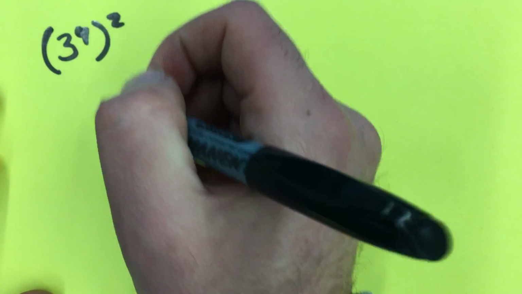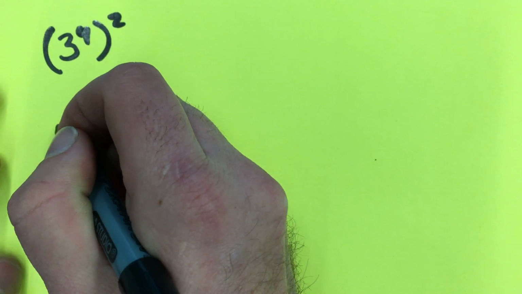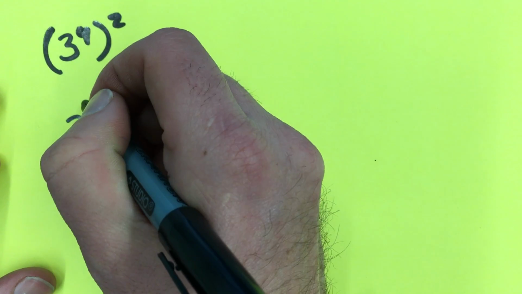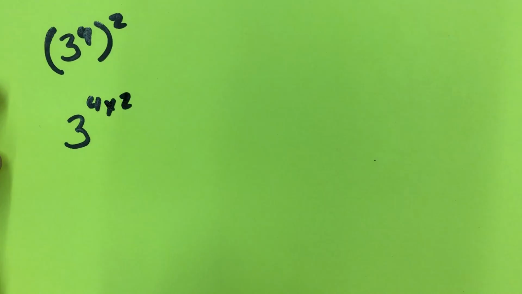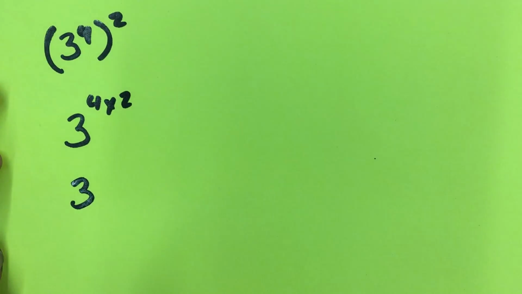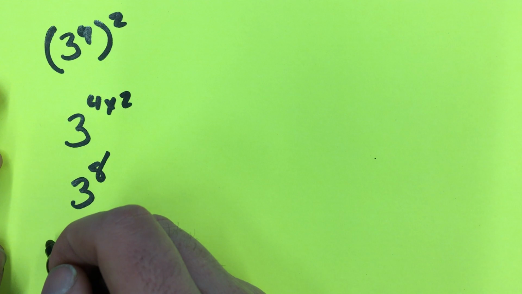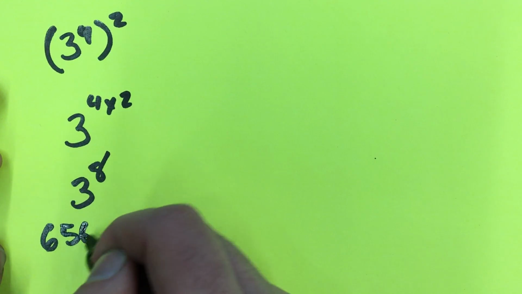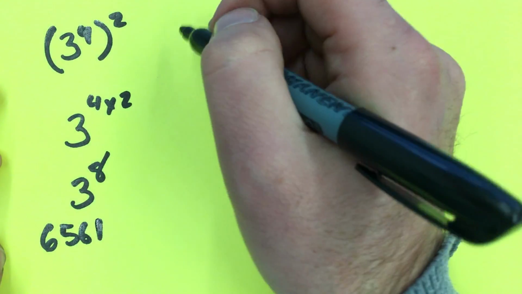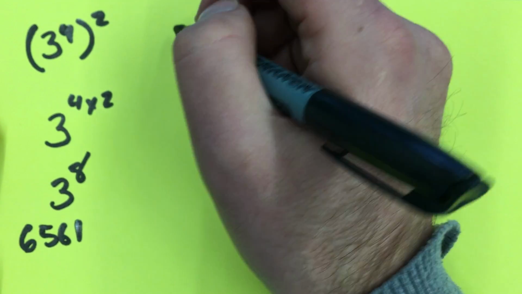the power of 2. Okay, so we have our product, a power rule. So what we need to do is distribute or multiply our 2 and our 4. Whenever we have our power rule, we keep our base the same and we multiply our exponents. This stays the same, so we'll have 3 to the power of 8, and then 3 to the power of 8 also gives us, if we want a value for that, 6,561.